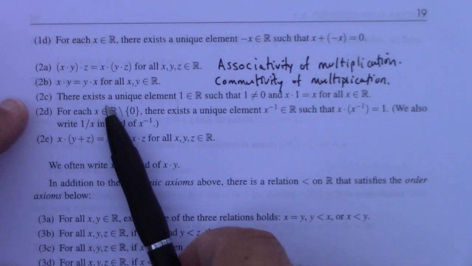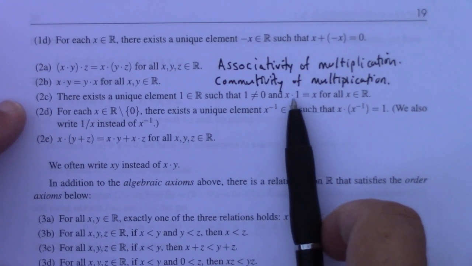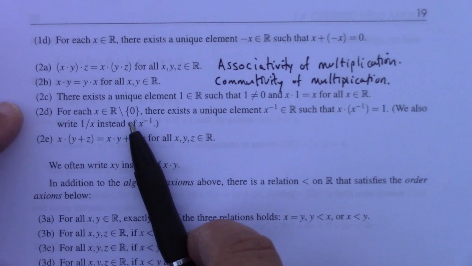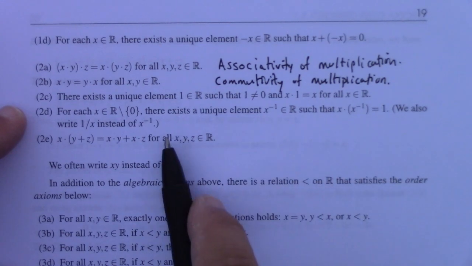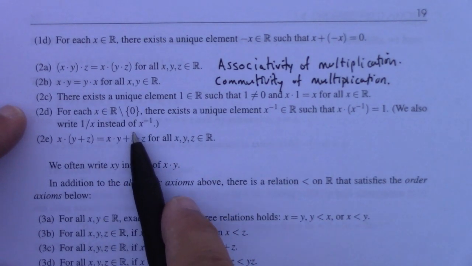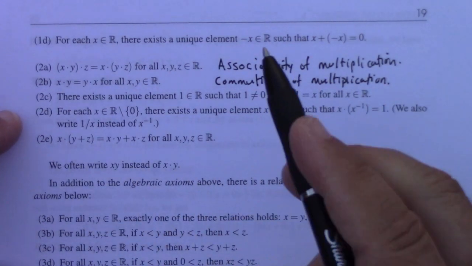So in addition, there's a unique number we call 1, such that it's not equal to 0, and anytime you multiply a real number by 1, you get back the real number again, right? And also we have, for every non-zero real, a multiplicative inverse, all right? We'll write either 1 over x or x inverse in this context. And finally, we have this distributive property here, right?